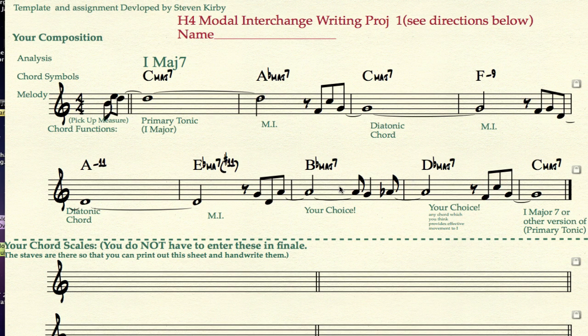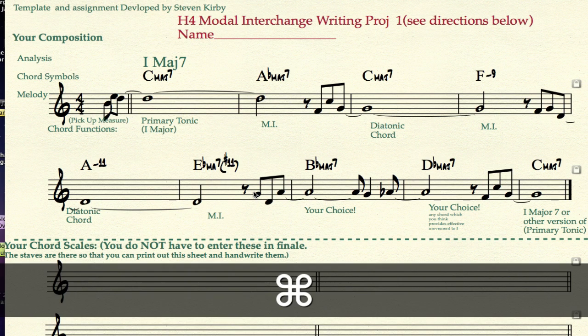So this is your opportunity to maybe do something a little different, but careful not to modulate. And then another your choice, and then end. So out of the whole thing, you need to have at least 3 modal interchange chords chosen. So that's what you do. Those are the requirements. Those are the compositional requirements.